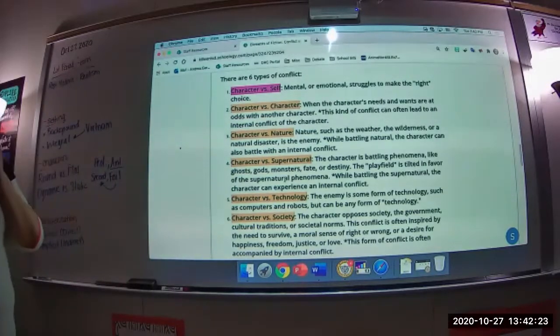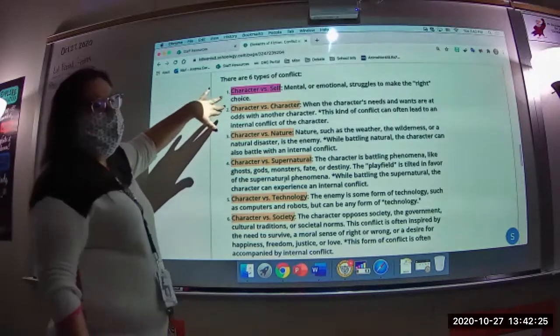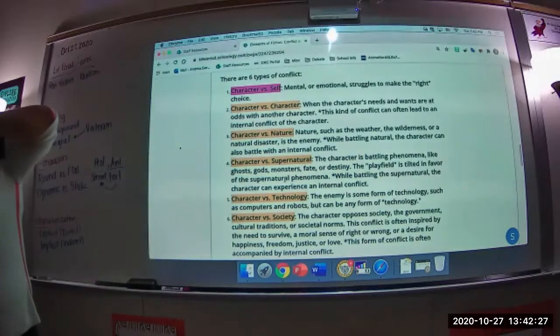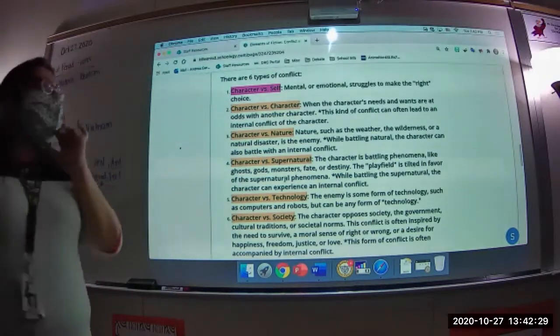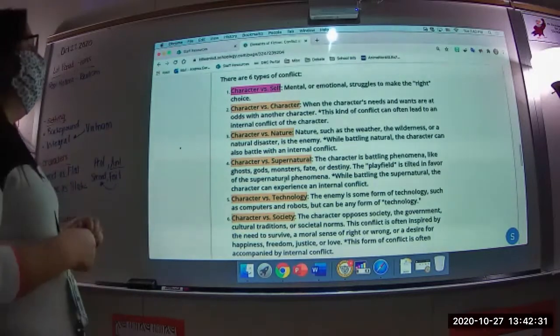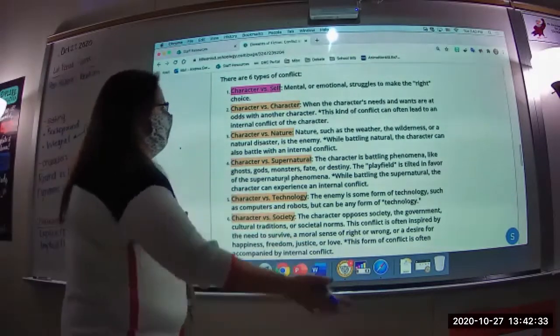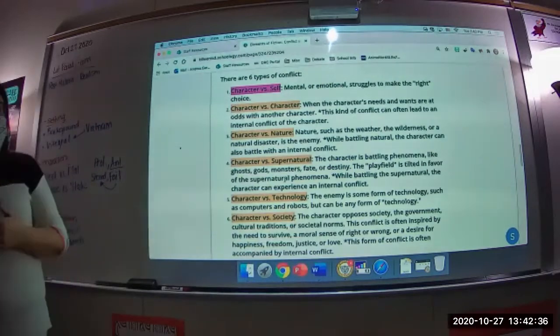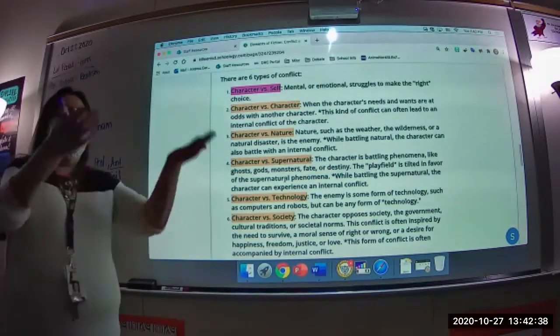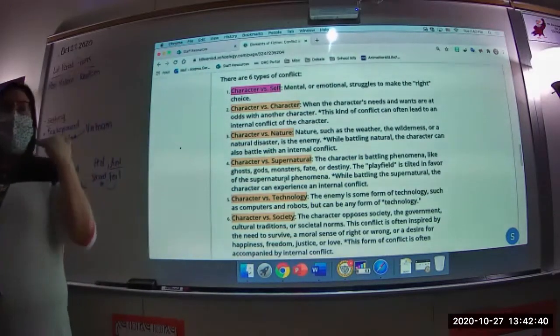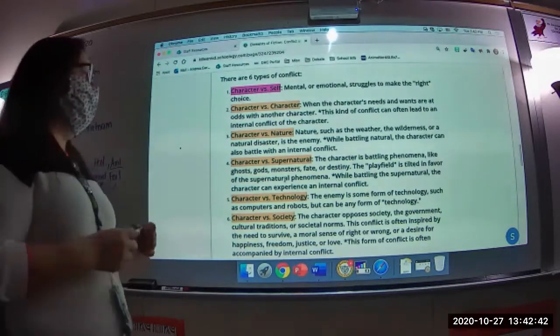Character versus character. This is the most standard form we see, right? Conflict, character versus character, hero versus villain, right? When the character's needs and wants are at odds with another character, a lot of times this will lead to internal conflict, okay? Because it causes the protagonist to rethink themselves, or even sometimes the antagonist.